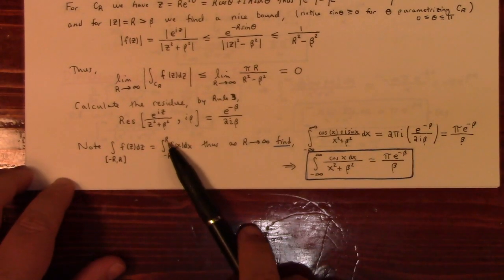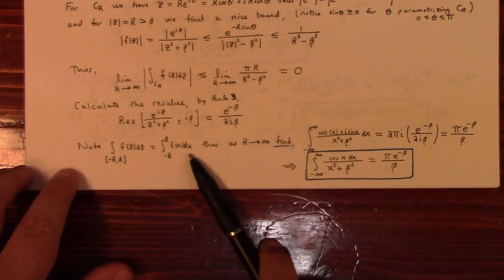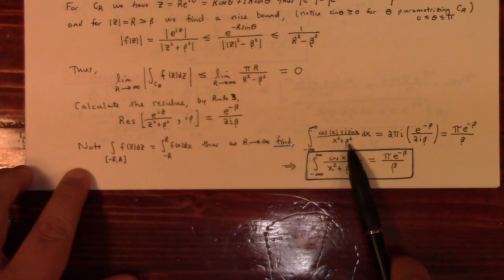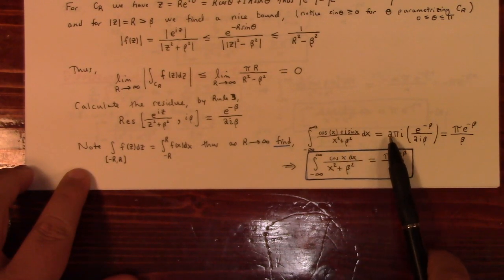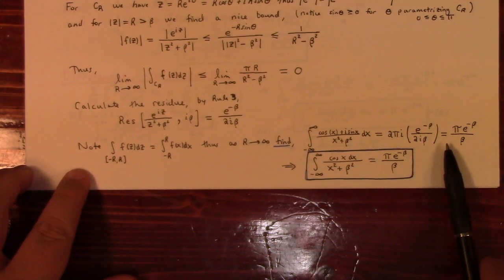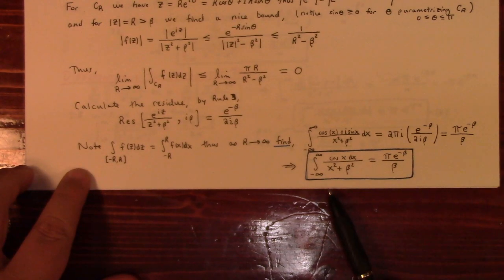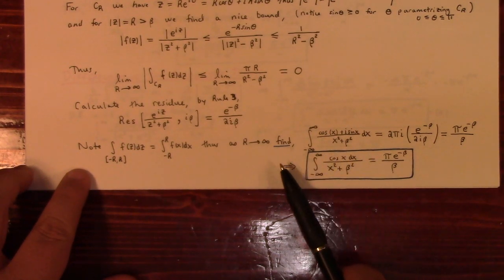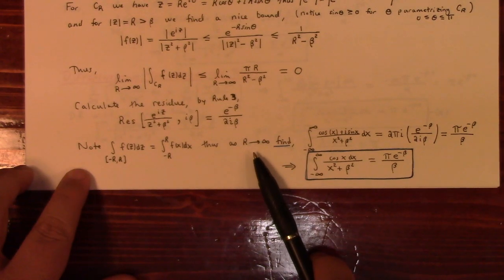On the other hand, notice that the integral from minus r to r here is the integral from minus r to r of f of x dx, right? And as r goes to infinity, we get the integral from minus infinity to infinity of cosine x plus i sine x over x squared plus beta squared equal to 2 pi i times the residue, which, by the way, simplifies: the i's cancel, the 2's cancel. We're left with pi e to the minus beta over beta. And what I'm doing going from here to here is that the integral of sine x over x squared plus beta squared is 0, because sine x over x squared plus beta squared is an odd function, and an odd function symmetrically integrated about the origin integrates to 0.